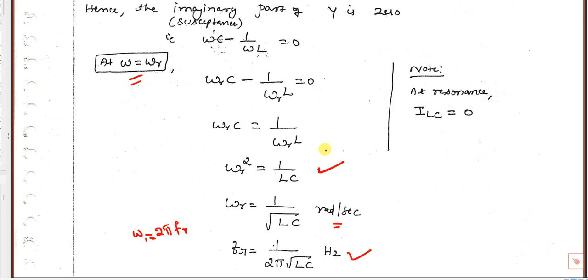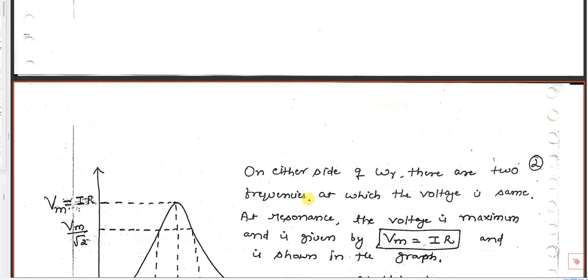This resonance frequency is the same as in the series resonance circuit. In series resonance also, we got the resonance frequency as 1 over 2 pi root of LC, and omega r is 1 by root of LC.